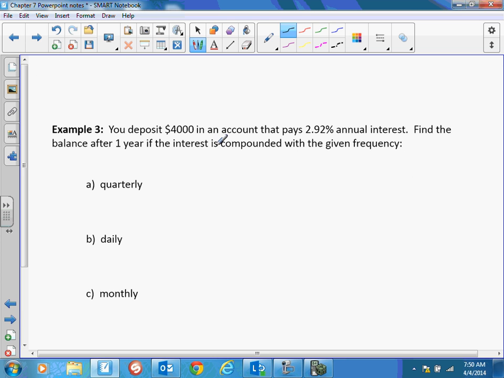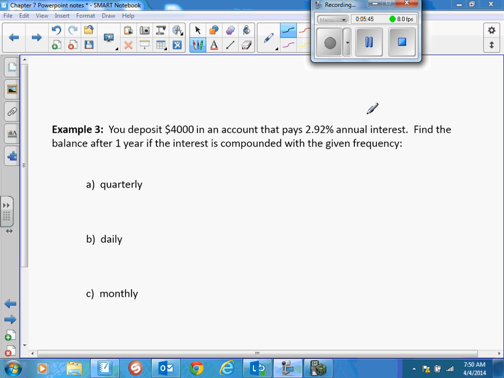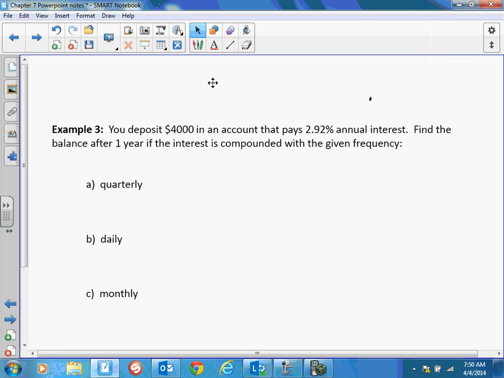You deposit $4,000 in an account that pays 2.92% annual interest. Find the balance after 1 year if the interest is compounded at the given frequency. So it's going to be a different formula for each one of these.